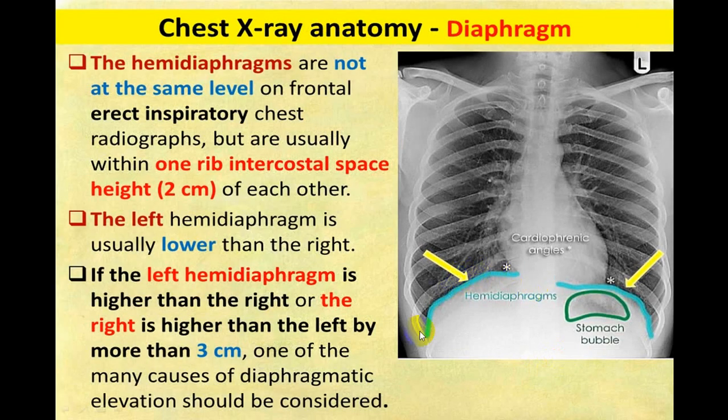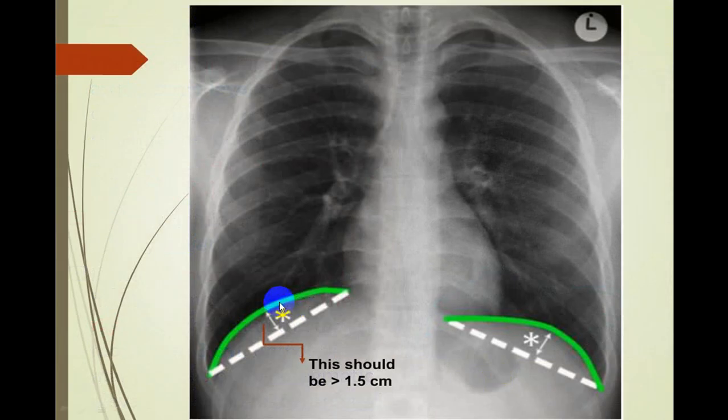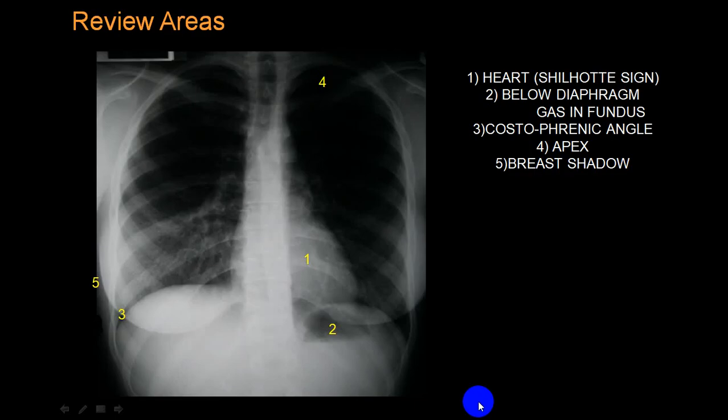We'll now be showing you all those different conditions. So this is the dome of diaphragm. Right dome is a little higher as compared to left dome. And below the left dome you will see a stomach bubble. Here these are the cardiophrenic angles and this is the costophrenic angle. So you look for all those things. One rib space higher up. And this is the shape. So this is a curvature, nice curvature. And this has to be more than 1.5 centimeter curvature. And if this becomes flatter, we'll show you some of the conditions.